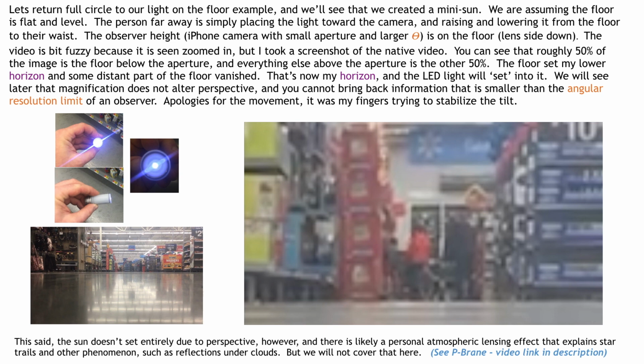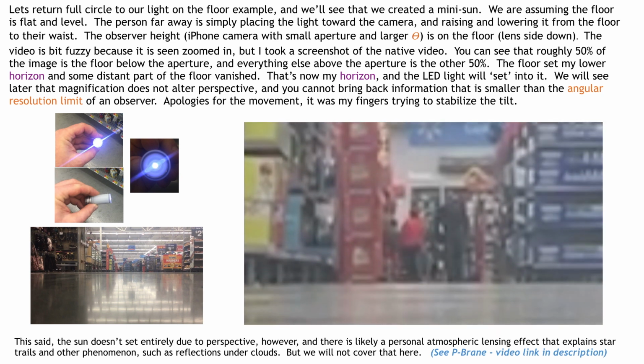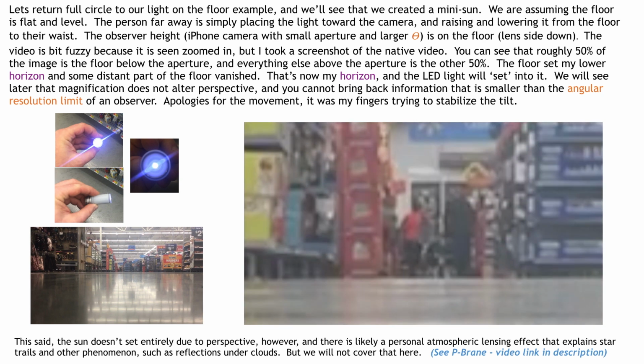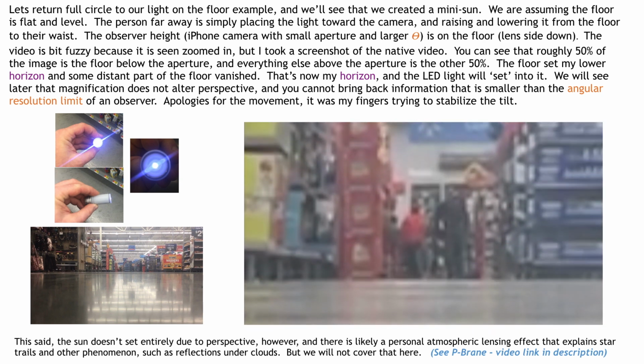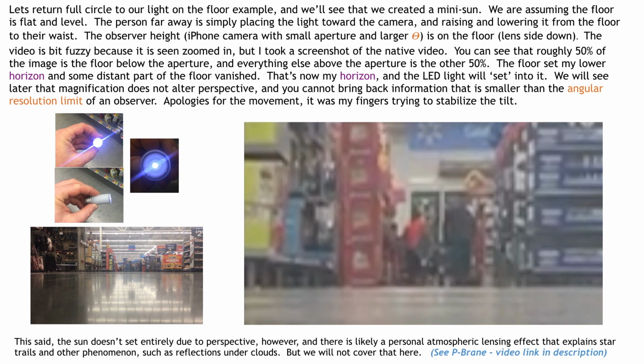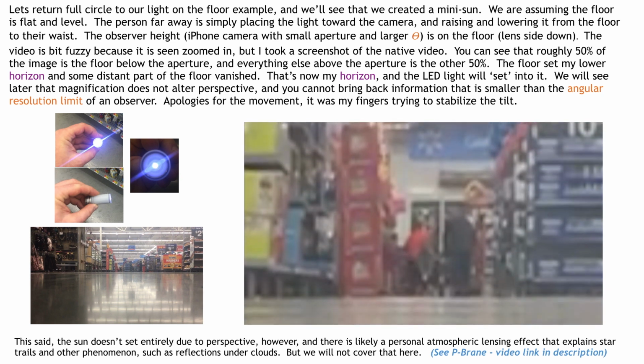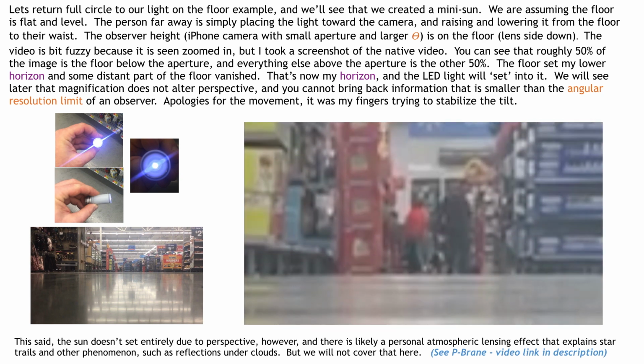But let's show this example here. So apologies for the movement. It was my fingers trying to stabilize the tilt of the camera, but you can see the effect. And I put it on a loop. I apologize, it's just an 8-second loop here. So you can see that she is lowering the light down. It's disappeared. It's brought back up. And as she keeps doing that, you can see it set into the lower horizon, as if it were like a mini sun.